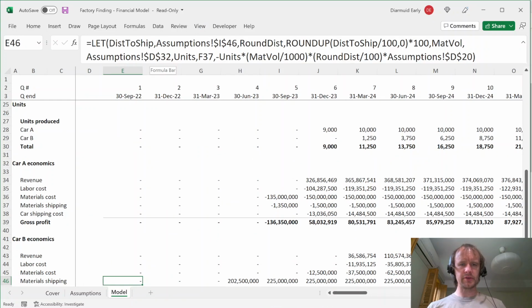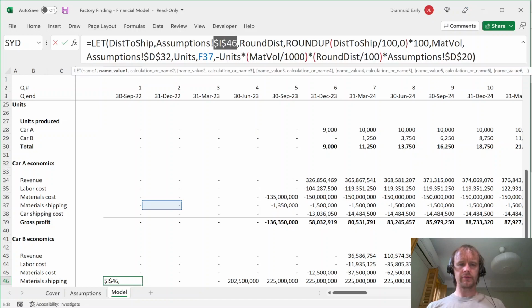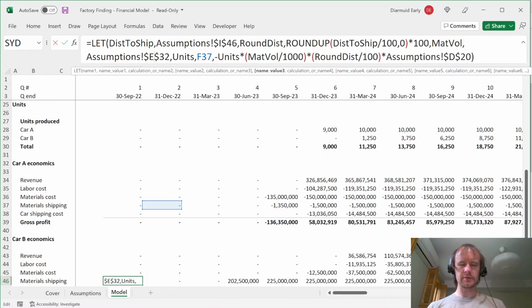Then materials shipping. So I-46 distance to ship, that stays the same. The rounded version of that stays the same. The material volume, go from assumption D to assumption E. Then, oh, whoops, I did not copy down my thing, but anyway, my units should point to car B units in the next quarter, and then everything else stays the same.